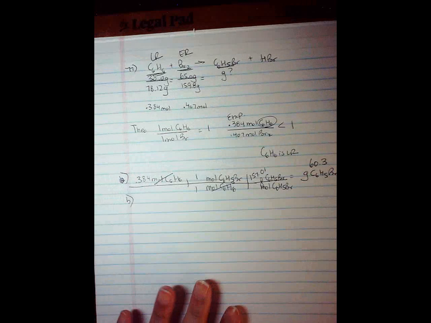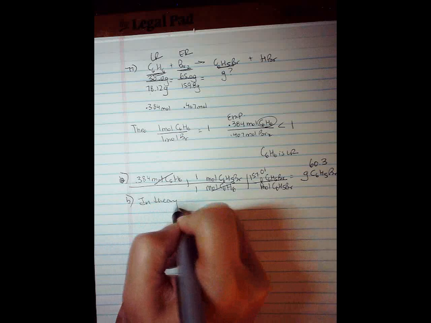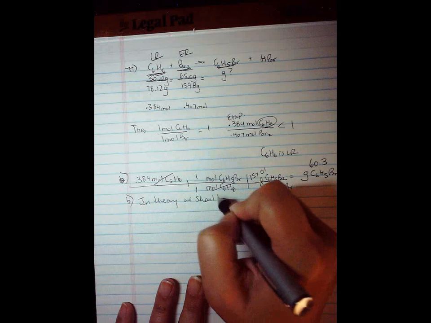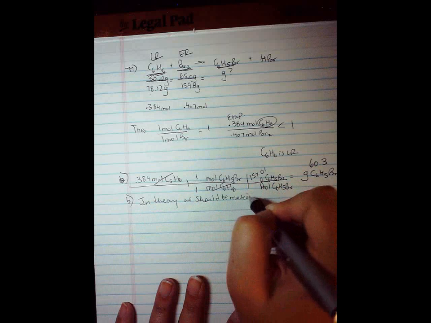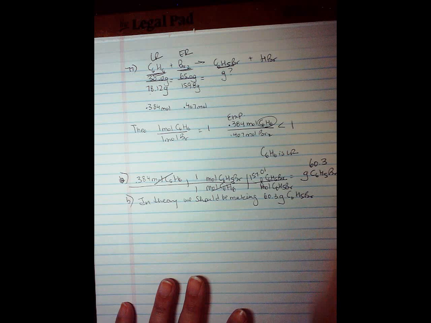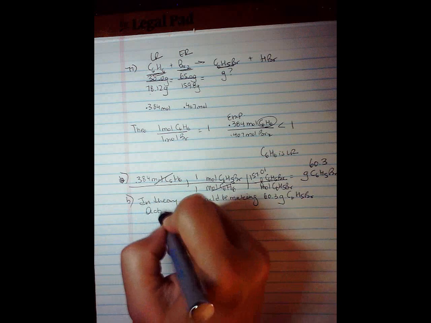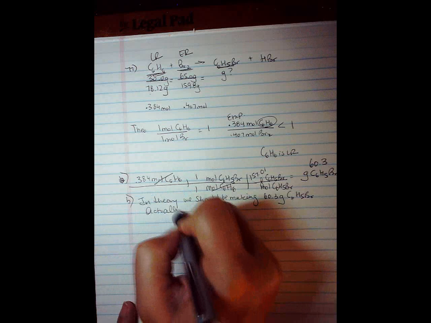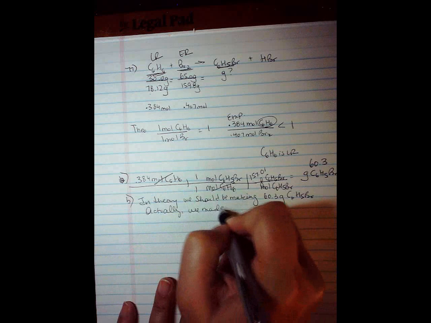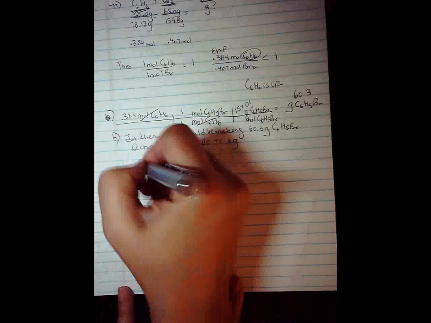For B, now what they're telling me is that, okay, what we basically determined is that in theory, we should be making 60.3 grams of this stuff, right? But then in part B, they told me, well, we're not making that. We're falling short. What we actually made was 42.3 grams. So let's evaluate the efficiency of our process. All right, and the way that we do that is by calculating a percent yield.